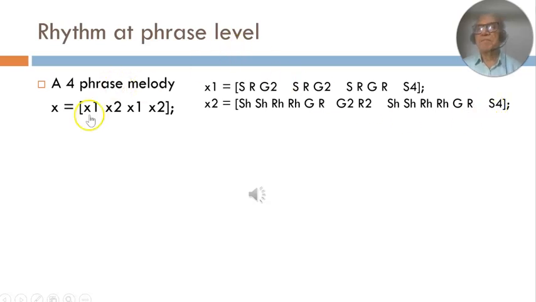So you can see that since we have repeated the phrase X1 and also repeated the phrase X2, and from X1 to X2 there is a variety, it is possible to get a sense of rhythm by using repetition as well as variety in a proper way. And that's all in this session.